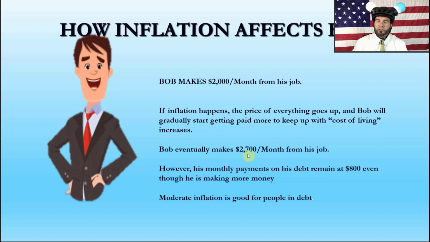Bob makes $2,700 a month. Well, here's where it's important, all right? His monthly payments on his debt are still $800. He's been locked into that debt. So even though he makes more money now, he still only has to pay $800 a month in debt. So it's actually beneficial for him, somebody that's in debt, to have inflation happen, because that amount of money is locked in of what you borrowed. That's what you have to pay back.